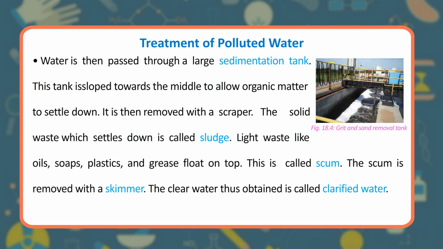The solid waste which settles down is called sludge. Light waste like oils, soaps, plastics, and grease float on top. This is called scum. The scum is removed with a skimmer. The clear water thus obtained is called clarified water.